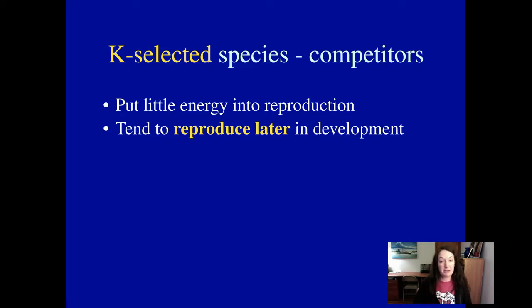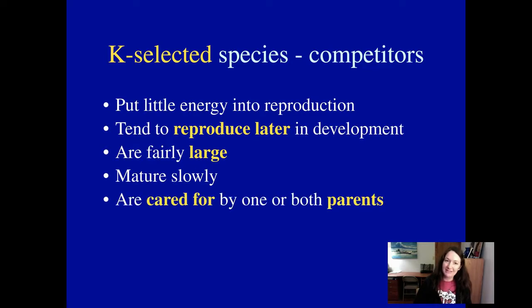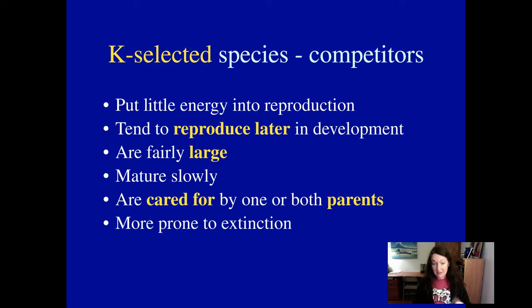They reproduce later in their development. They're fairly large in size, so that includes us humans. We mature more slowly, these K-selected species, and tend to be cared for by one or both parents into later life, or rather, later into life. So if you think about us, we are cared for until we're at least 18. Some people say we should be cared for even longer than that, but you have a very long period of time where you are being raised by your parents.